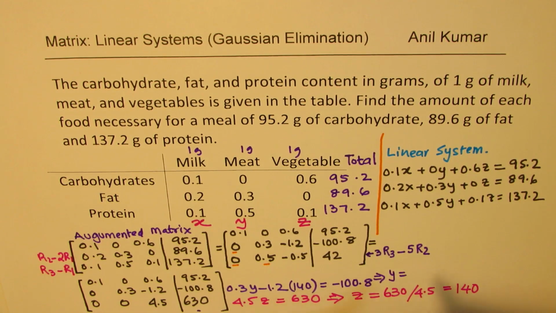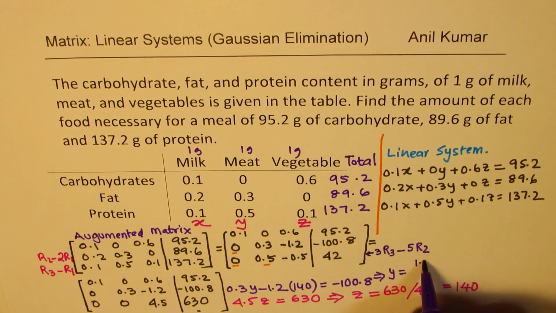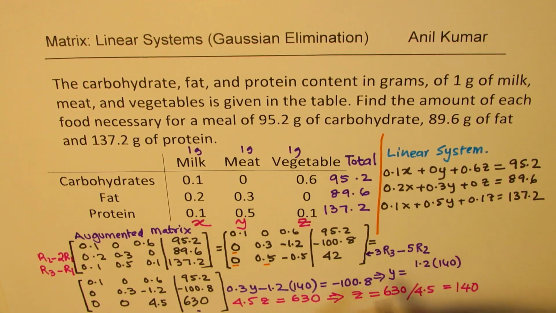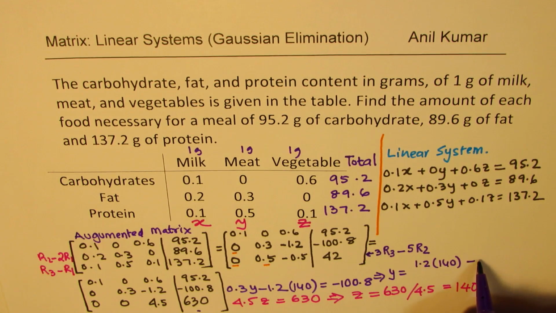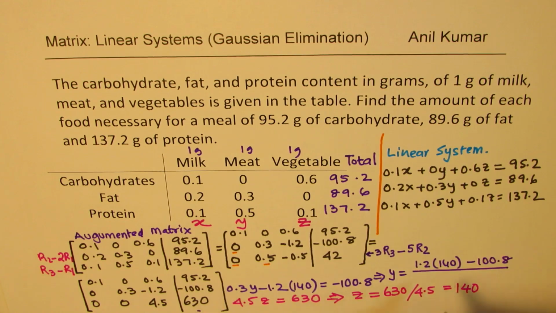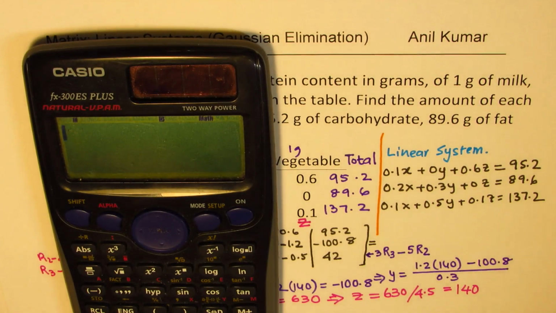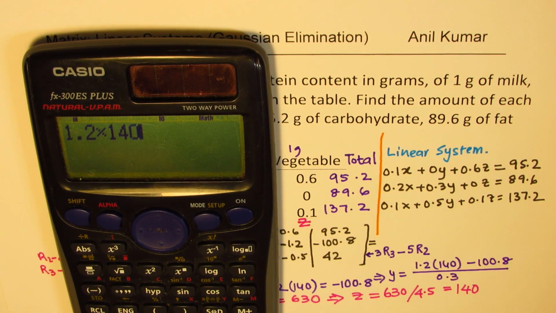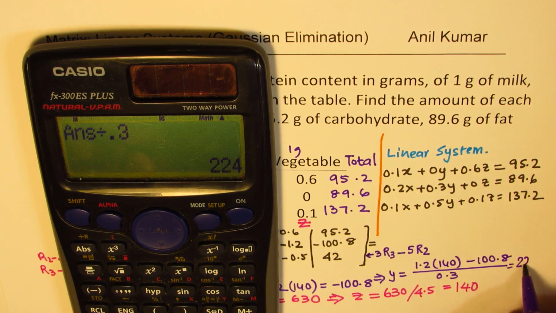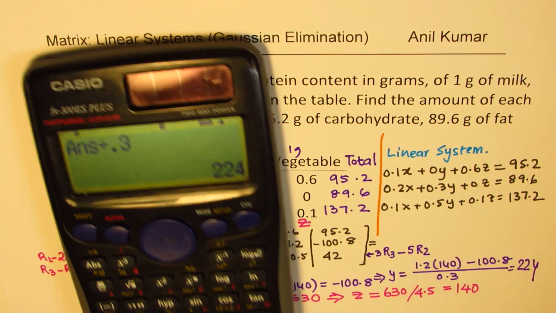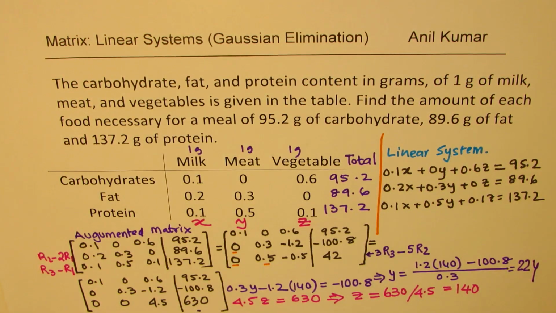So y is how much? I'm going to add this to the other side. So I have 1.2 times 140, and then there's already minus 100.8, and I'm going to divide this by the coefficient of y, which is 0.3. Is that clear? So to get the answer, let's get it. So we get 1.2 times 140, and then from there we'll take away 100.8, and then we are going to divide this by 0.3. We get 224. Clear? So we get this answer as 224.